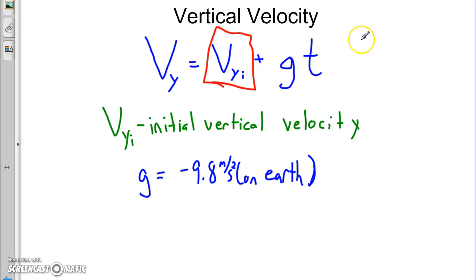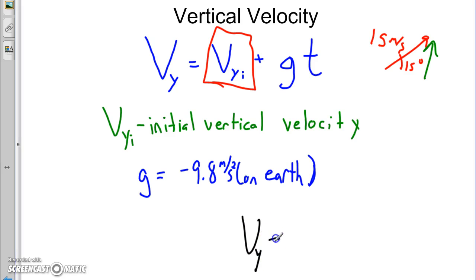So if I went back to my problem, remember we had 15 meters per second, and that was at 15 degrees. In this case, Vy is only the vertical component. It's this piece right here. It's what you find using the sine. It was 15 times the sine of 15 degrees, which was 3.9. So in this case, if I was writing an equation for that object, let's think about our baseball. For that object, the equation would look like this.